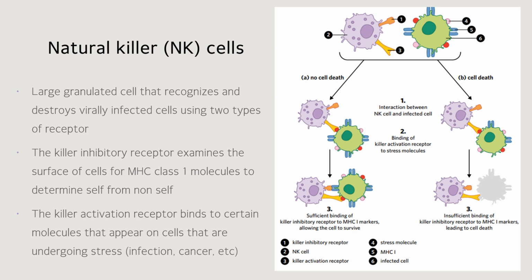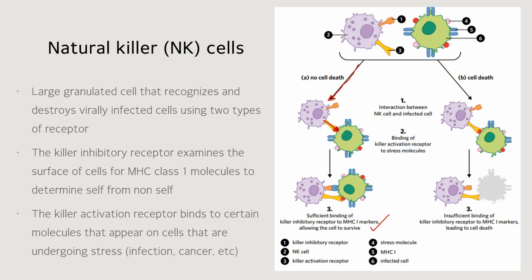So you'll see in this example here where there's no cell death occurring because the NK cell obviously needs to be accurate in whether it's infected or not. So the NK cell is going to come over with its inhibitory receptor and it's going to bind to the MHC class 1 of that cell. So because it's bound to the MHC class 1, it can recognize it as self and therefore it allows the cell to survive. All right, pretty straightforward. So that's how it makes sure it doesn't go and kill every single cell that's around.